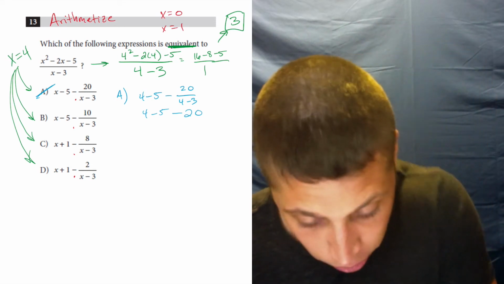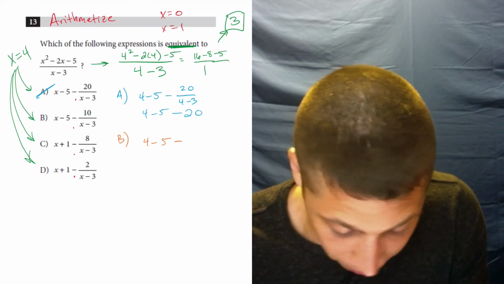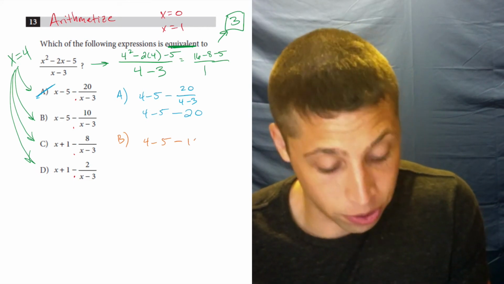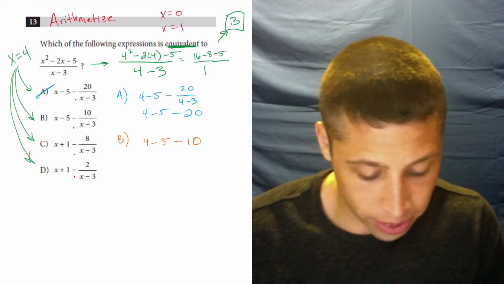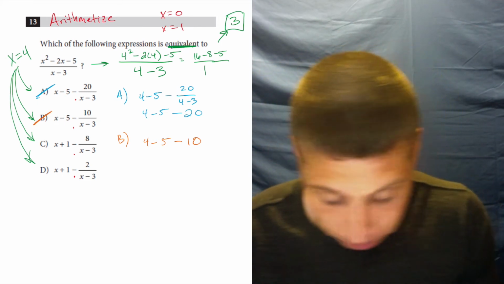So let's keep going. Let's do B. That's 4 minus 5 minus 10 over 1, which is 10. So again, that's really negative. I know this is wrong. Too negative. I need a positive 3.